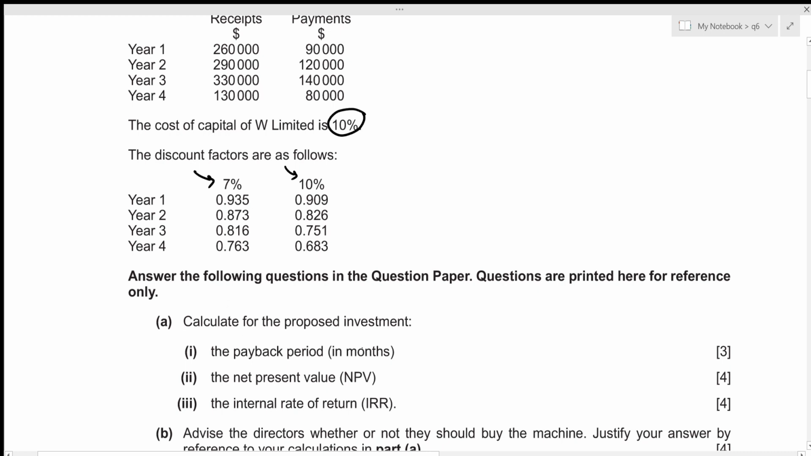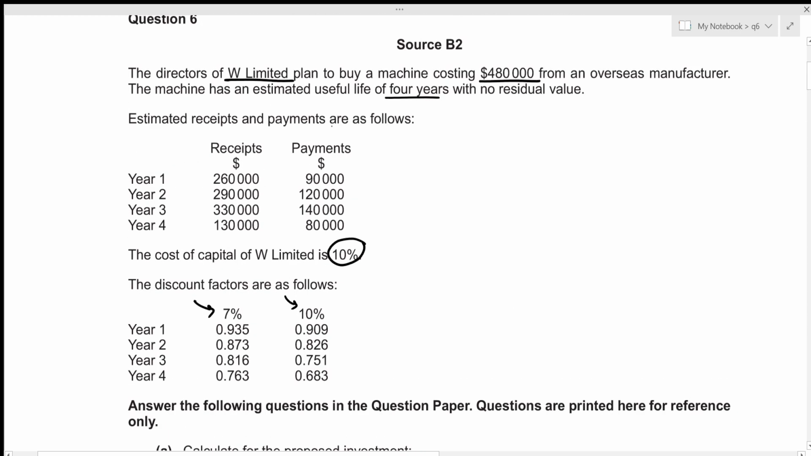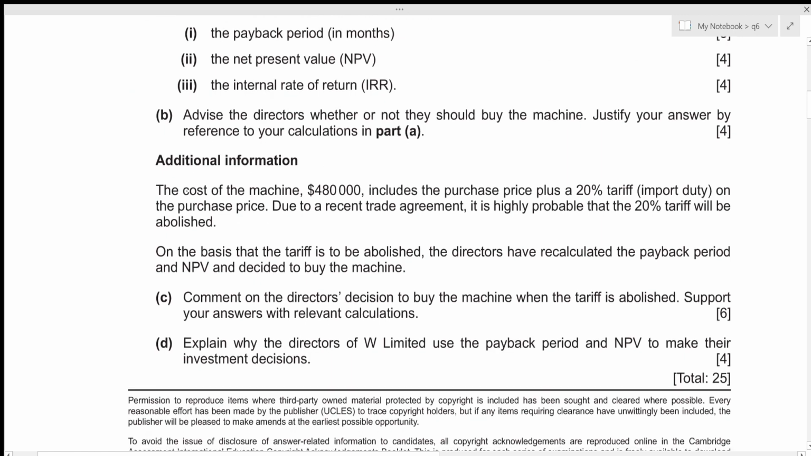So payback period does not incorporate the interest factor, which means that we can completely ignore the discount factor in this case. So we just need to figure out the net receipts for each of the years 1, 2, 3, and 4 by subtracting our payments from receipts and then figuring out the total for each of these years. And the payback period is the time when our initial investment is returned, right? And we can see that our initial investment is 480,000. Okay, so the first thing that I will be doing is to copy down the receipts and payments. Let's write it down.